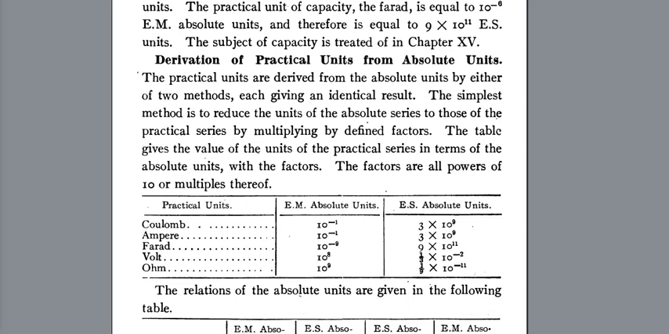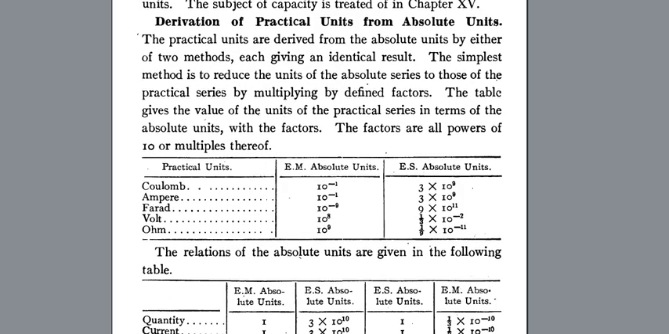Derivation of practical units from absolute units. From absolute units, the practical units are derived by either of two methods, each giving an identical result. The simplest method is to reduce the units of the absolute series to those of the practical series by multiplying by defined factors.